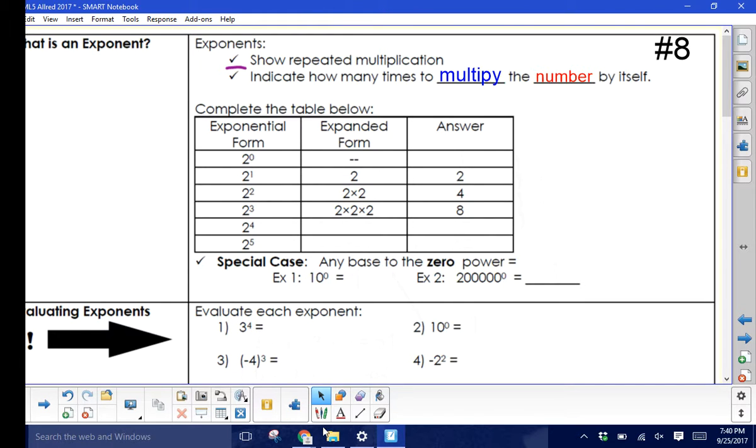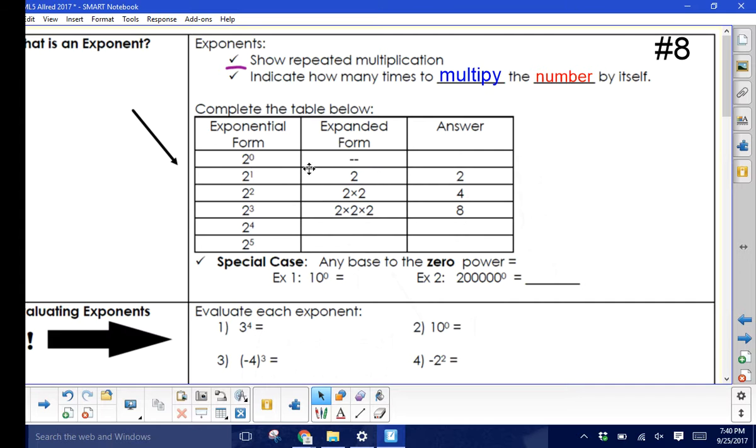Okay, what we're going to do in order to understand a little bit more about exponents is look at this table. Okay, this guy right here. We're going to look at numbers in exponential form, what they look like, base and exponent. Look at them in expanded form with all the multiplication, and then figure out what they are. And then we'll find a pattern that will lead us to figure out what 2 to the 0th power is.